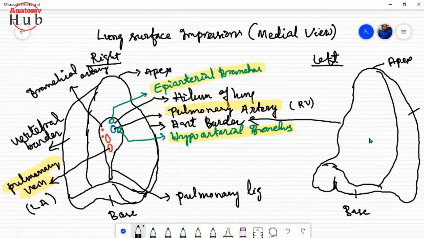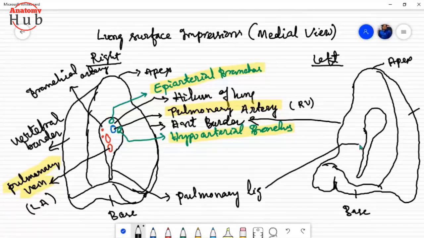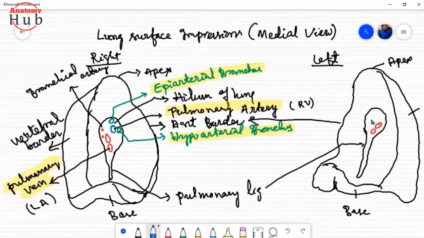Now here we will draw the hilum again. So this is the hilum over here. This is your pulmonary ligament, the presence of your pulmonary ligament over here. And below, what will you find? You'll find the two sets of pulmonary veins. So this is a pulmonary vein, and here we'll find the artery. That artery will be the pulmonary artery. So here you'll find the pulmonary artery.